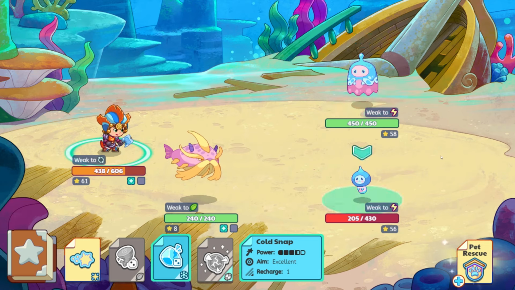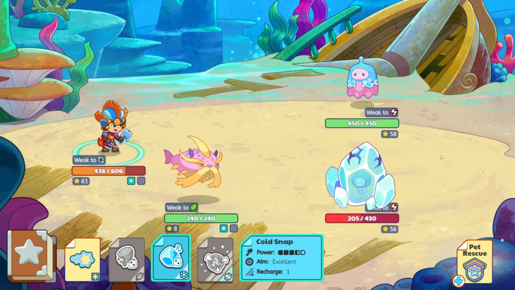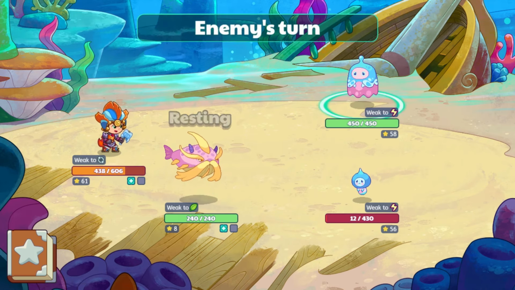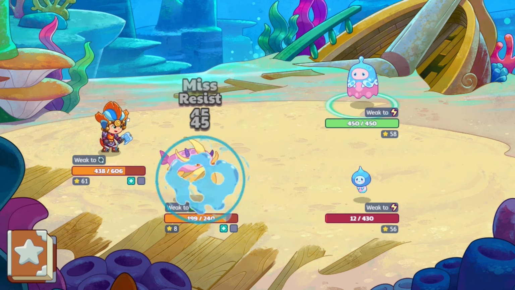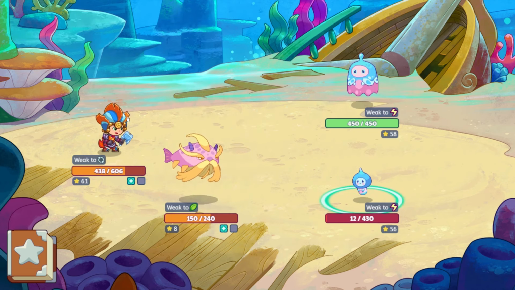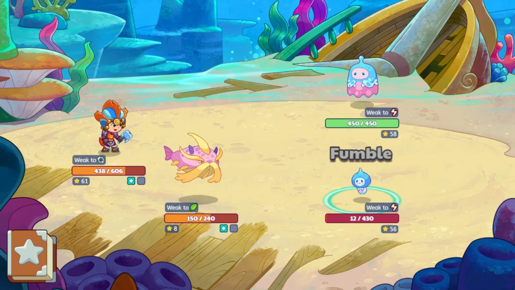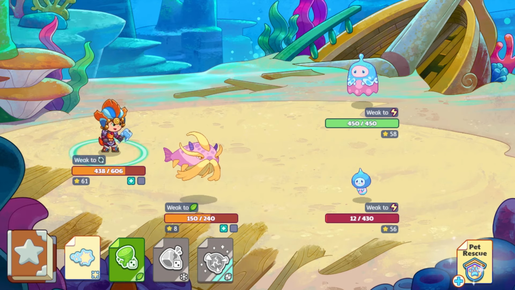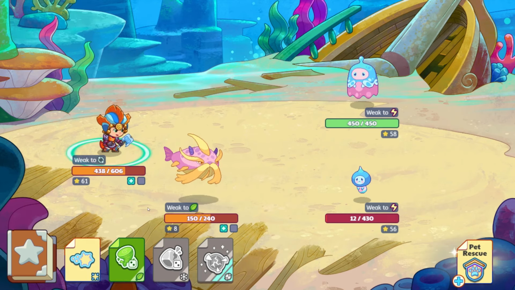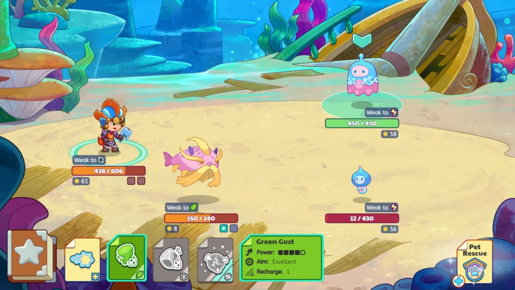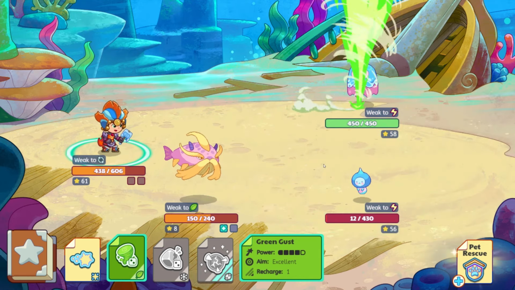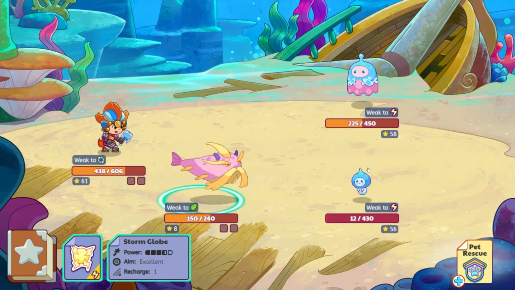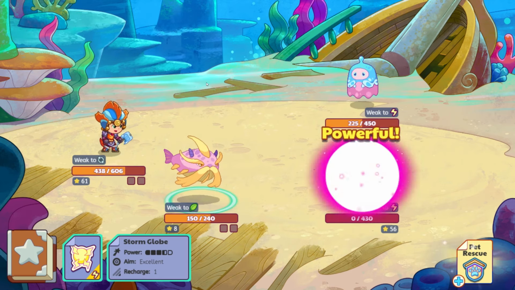And Cold Snap, go get him. Finish him off, please. No. All right, we're resting. All right, can we get a fumble? Yes, awesome. Thank you. And here, let's see. So he's not resting. I'm just going to do Green Gust because Cloud Gobbler is going to go ahead and be able to pick off this guy, our River Neek. There we go.